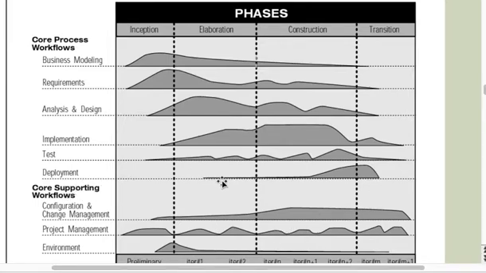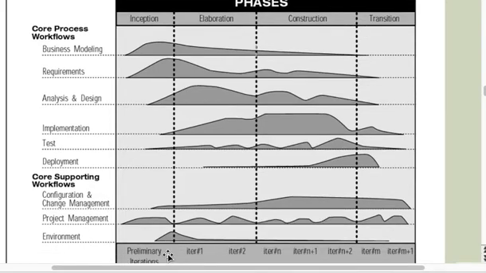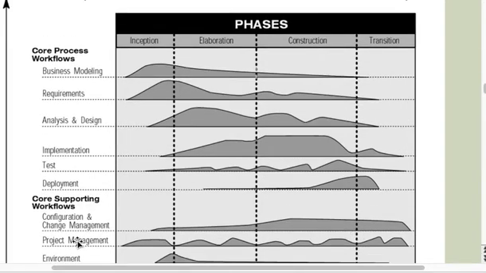And if you see deployment, there is almost no deployment until construction. In the middle of construction the deployment will start, and by the middle of transition it will complete. Configuration management starts a little at an early stage, but change management and configuration are mostly in construction and some in transition. Project management is at every stage. And the environment, what kind of environment we want to use, we decide at the early stage, and later on it has no scope. So this is what we talk about with the RUP.